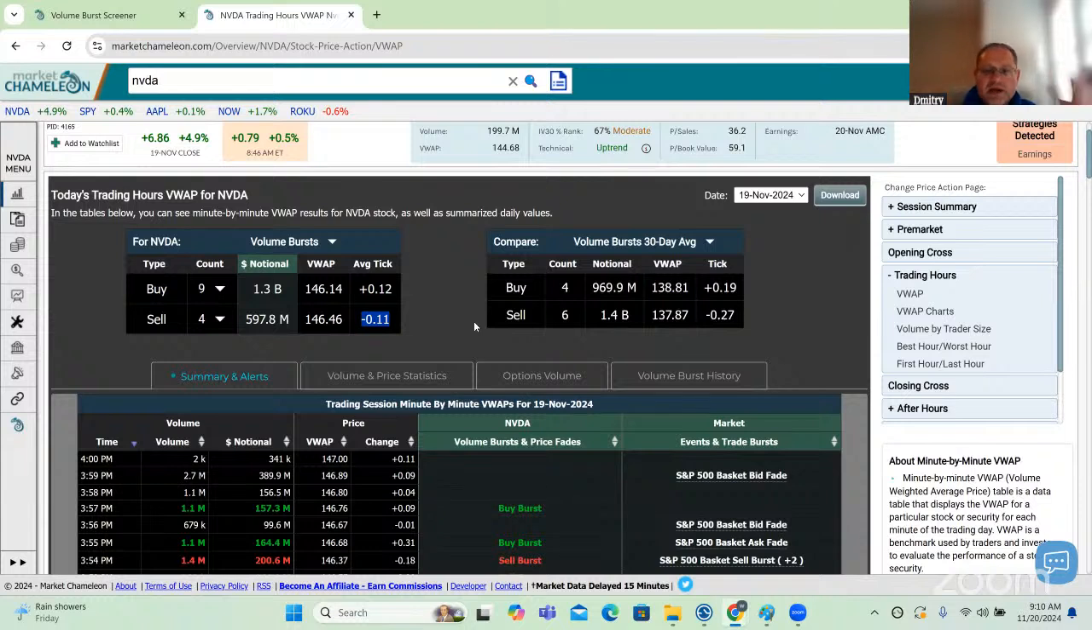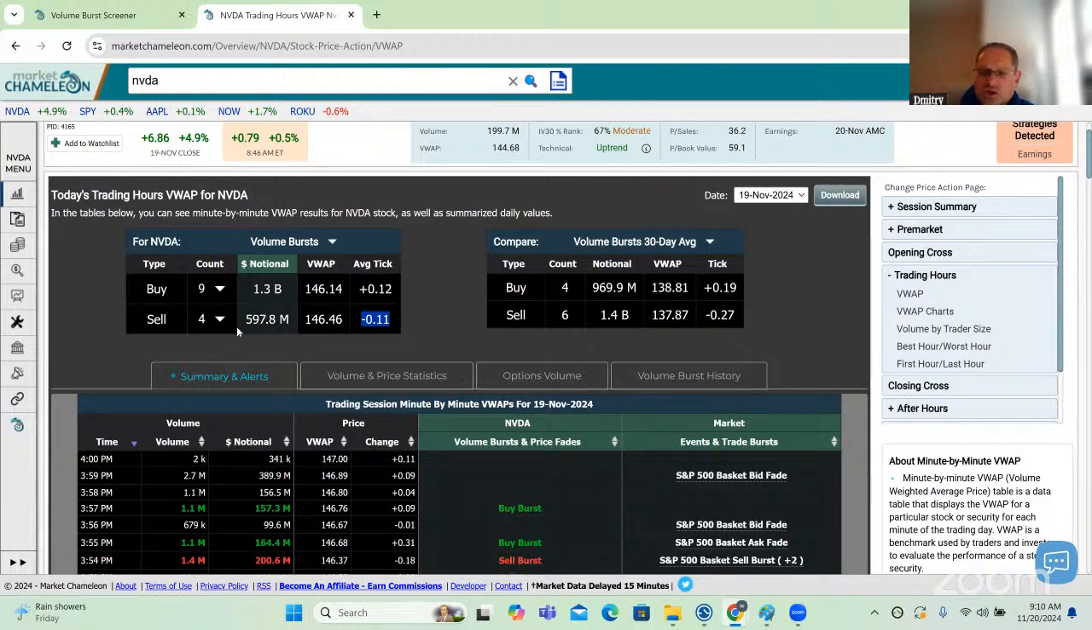So just comparing those, we see on the day that the imbalance is towards the buy side, right? Just eyeballing it and looking at that aggregate, that $1.3 billion worth of buy bursts versus $600 million worth of sell bursts. So obviously for the buy bursts, there was an imbalance towards the buy side.